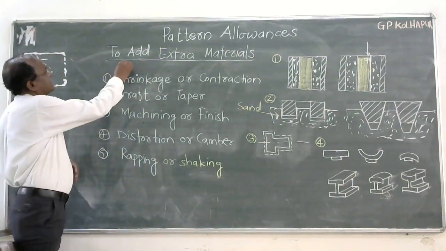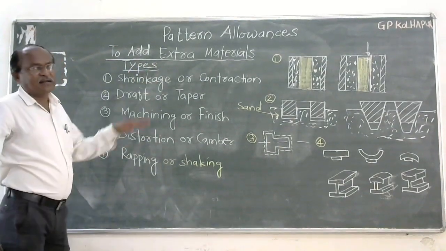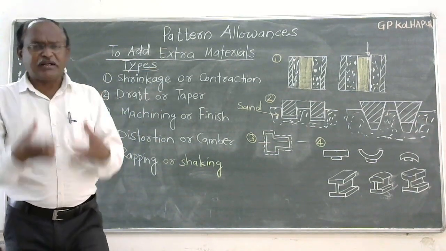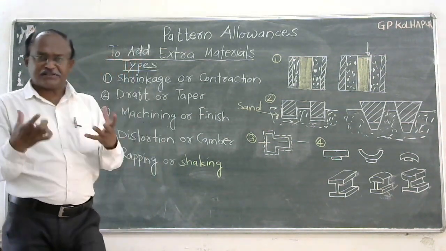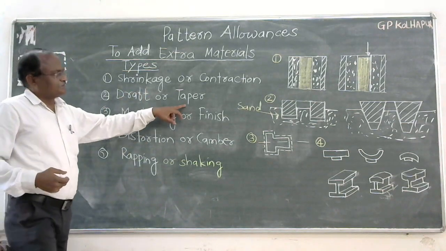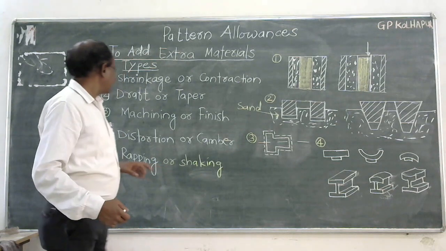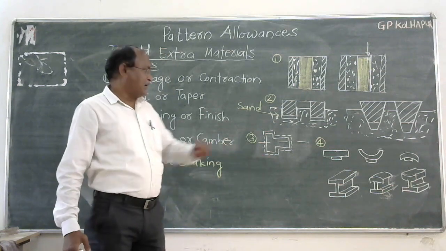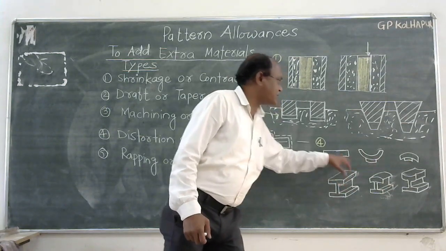Then these are the various types of pattern allowances. Various types of pattern allowances are shrinkage or contraction. Shrinkage means once you solidify metal, it will shrink or contract. So it changes its size and shape. That's why it is the shrinkage. Draft or taper allowance: in this case, the diagram will represent draft and taper allowance. Then machining allowance: the third diagram will represent machining allowance. Fourth, distortion or camber.